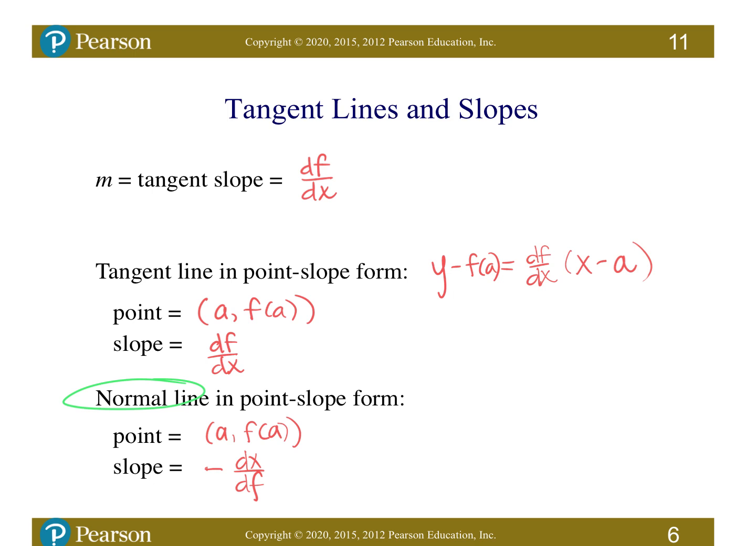So in point-slope form, it'll be y minus the y coordinate equals the normal slope, and then x minus the x coordinate. So those are called tangent lines and normal lines. You need two things. You need to know what the point is, and then you need to know the slope from using the derivative.